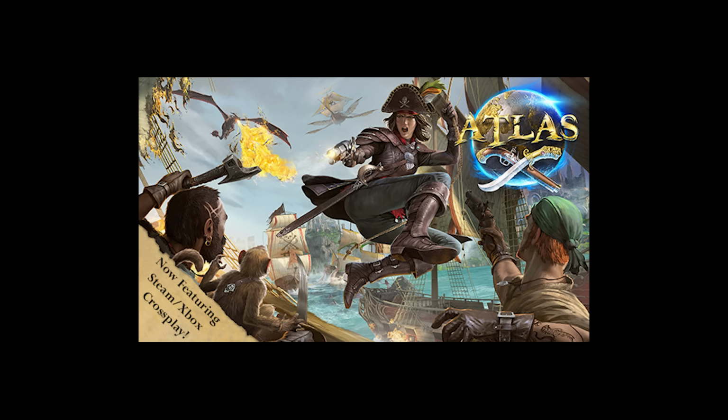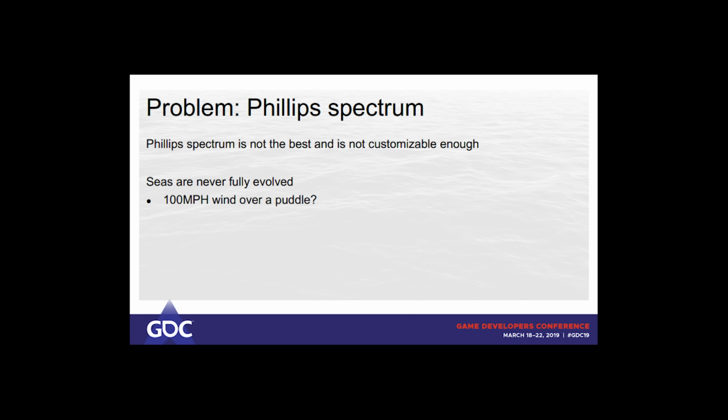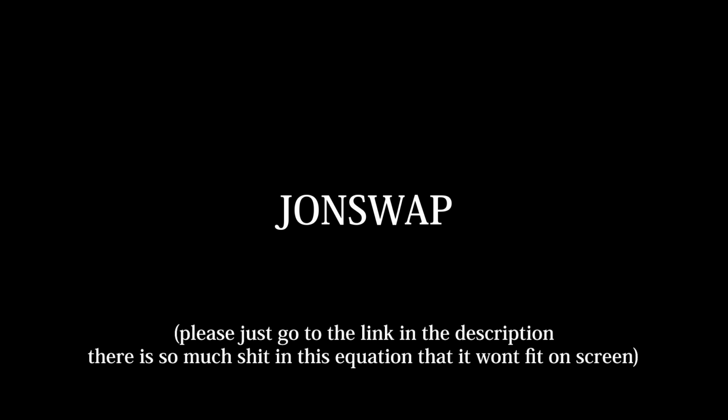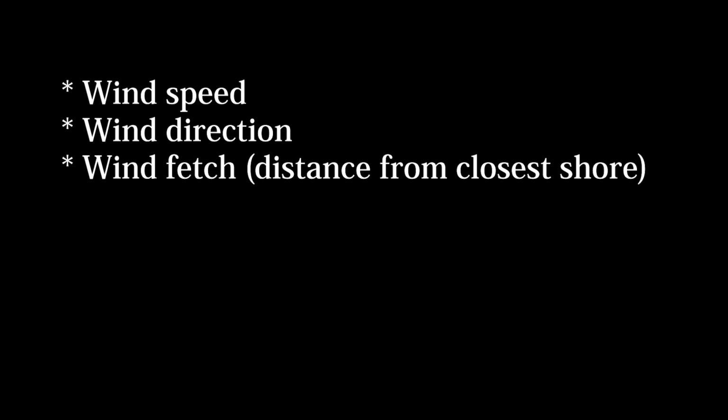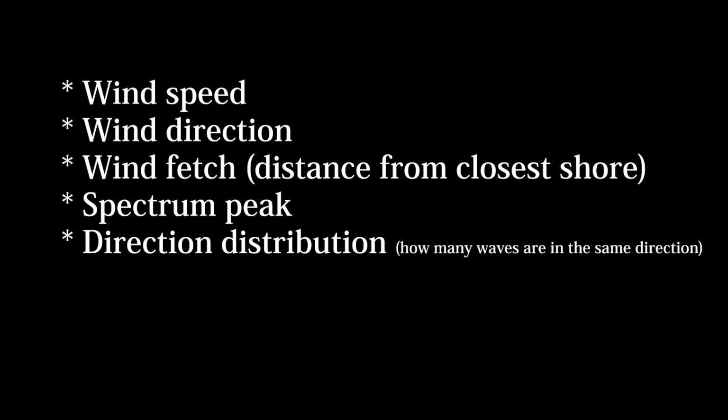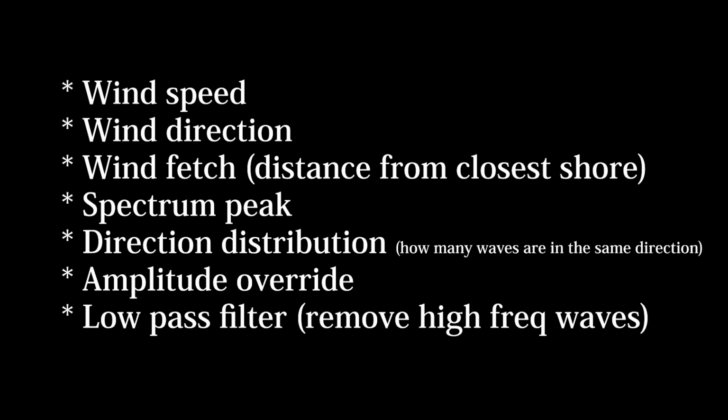The developers of Atlas in their GDC talk presented their experience with the Phillips spectrum and instead proposed the use of the JONSWAP spectrum. JONSWAP stands for Joint North Sea Wave Observation Project and has a lot more control over the state of the ocean, such as wind speed, wind direction, wind fetch, the peak of the spectrum, directional distribution, an artistic amplitude override, and a low-pass filter all built in. So it's basically better in like every conceivable fashion.